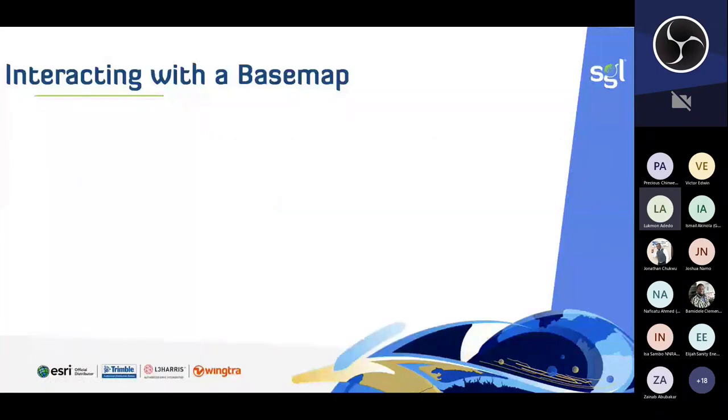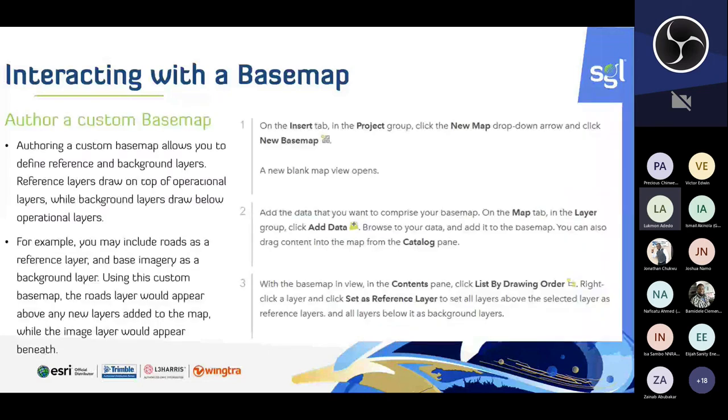Then if you want to author a custom base map, authoring a custom base map allows you to define reference and background layers. Reference layers draw on top of operational layers, while background layers draw below the operational layers. Again, this is the theory part. You will see the more practical part in the demo section.